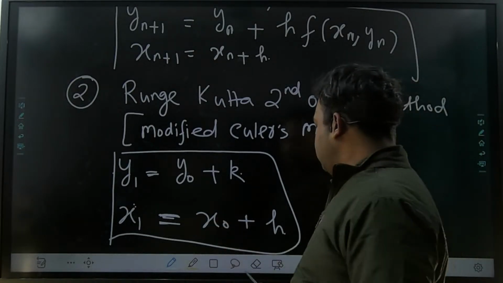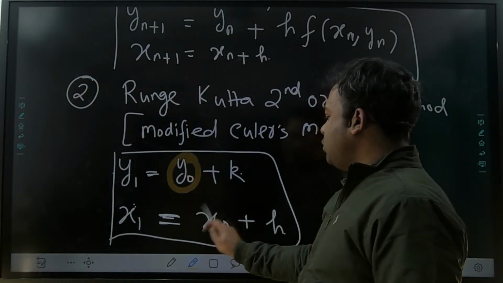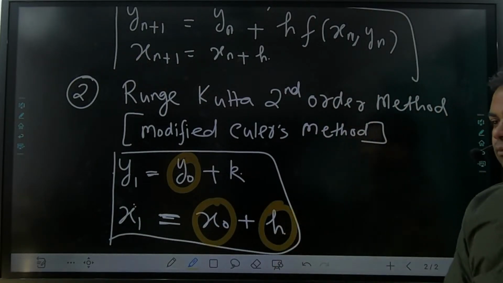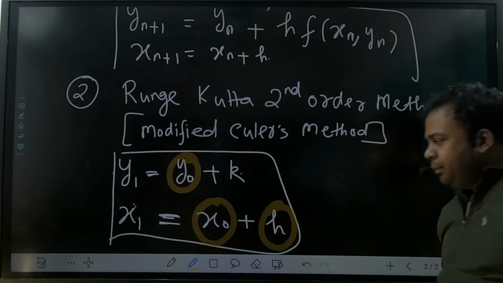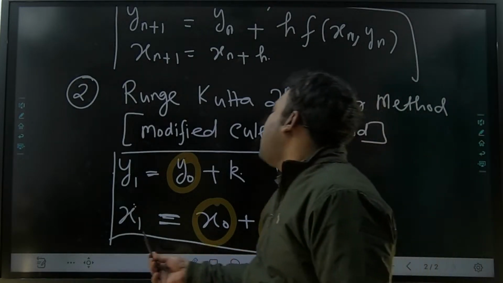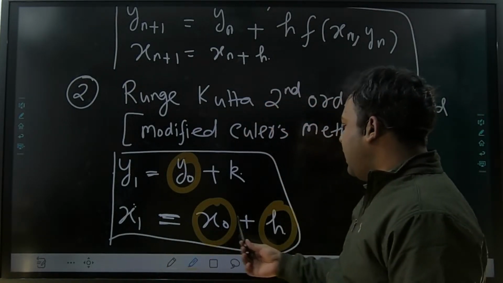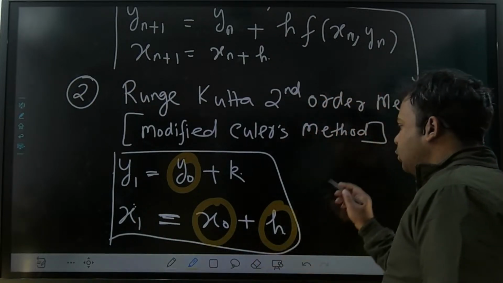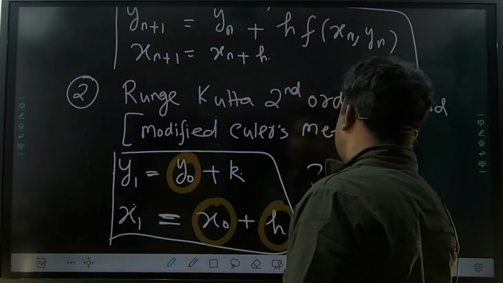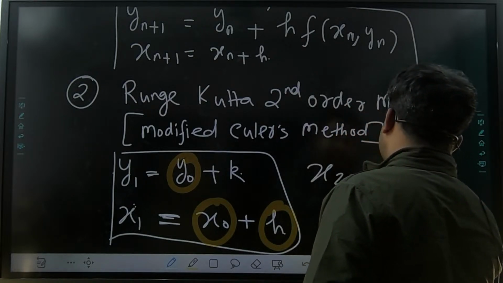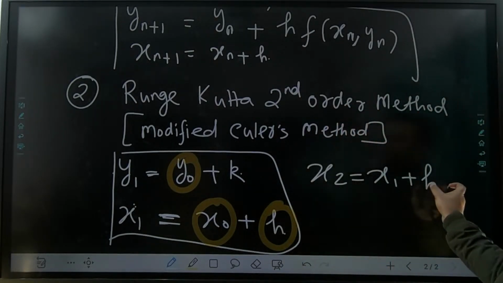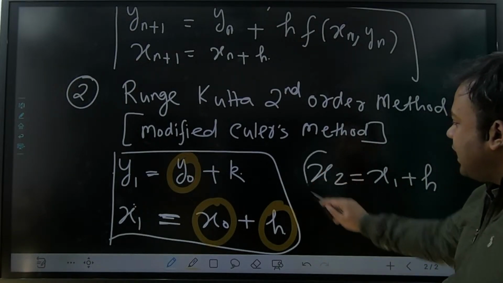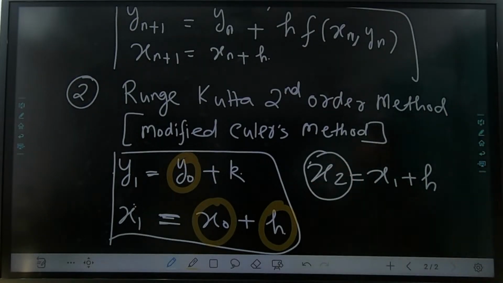The question will always give you y0 and x0, some initial condition. And they will also give you this h. h is nothing but the step size, meaning how you are moving ahead after each x. You add h to x naught and you get x1. Suppose you want to get x2, so x2 is equal to x1 plus h. Every time you add this step size to the previous x value to come to the next x value. So this is an iterative formula.